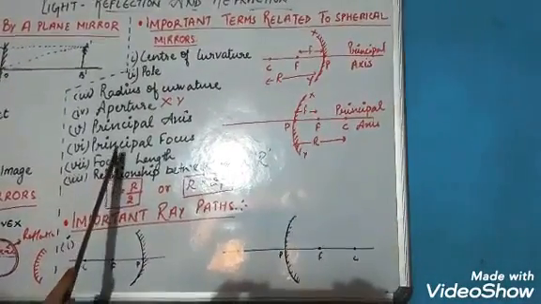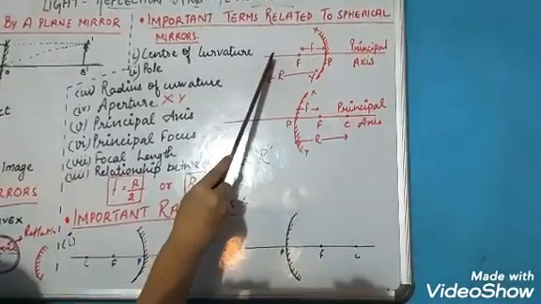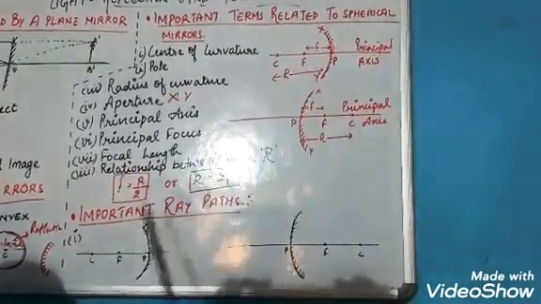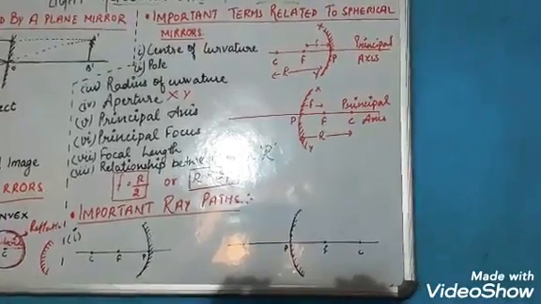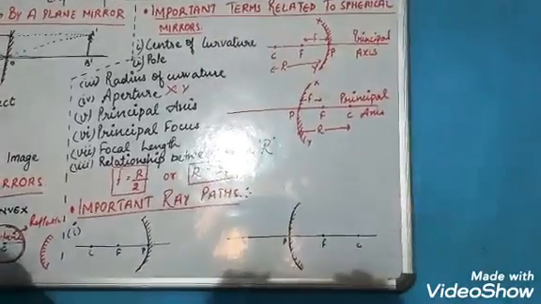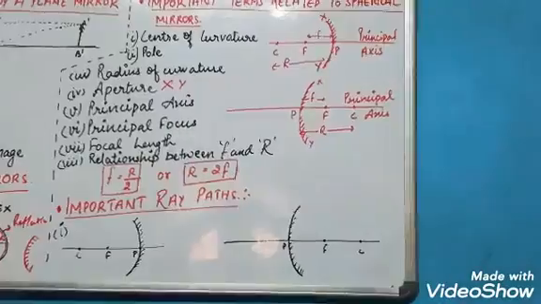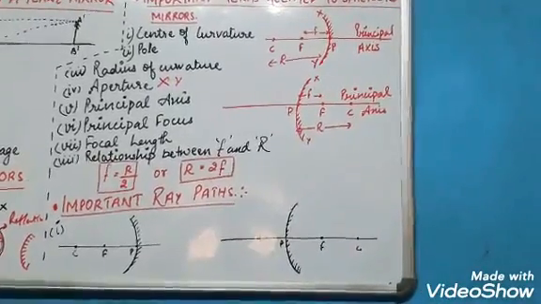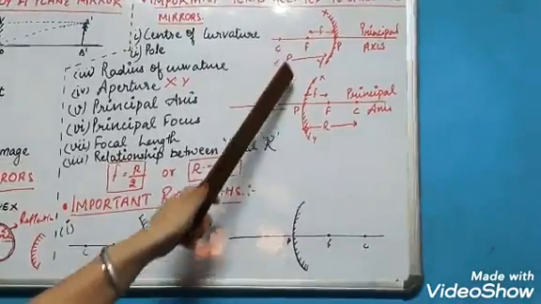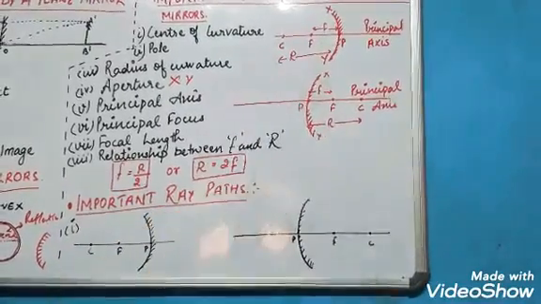Then comes your principal focus. What is focus? Focus is just half of the center of curvature, or you can say it is where the image is formed when the rays of light come parallel to the principal axis. All the rays appear to meet at the focus when they come parallel to the principal axis. That is the principal focus. What is focal length? Focal length is the distance between the focus and the pole.